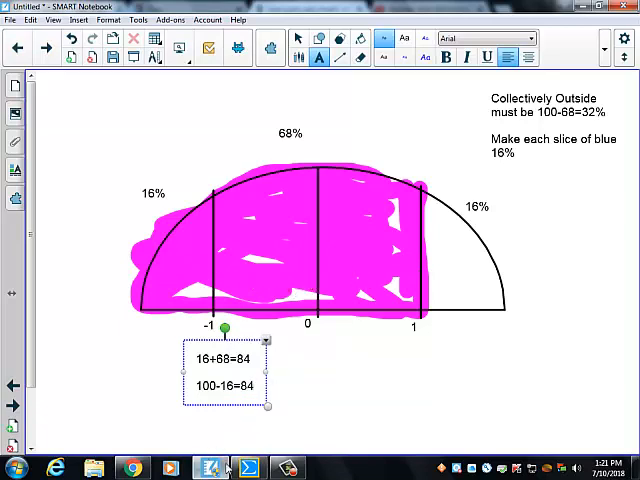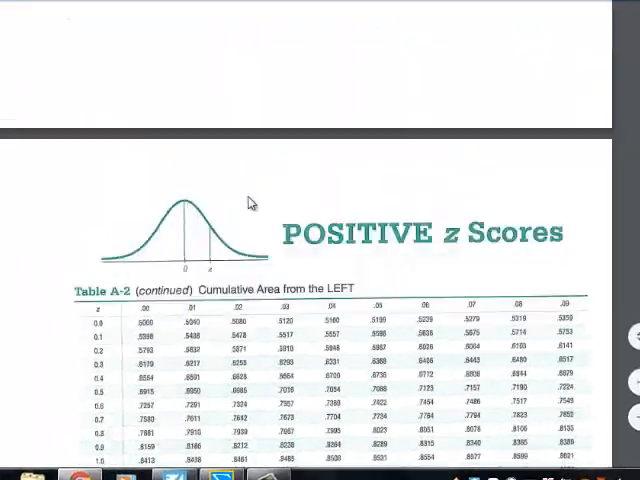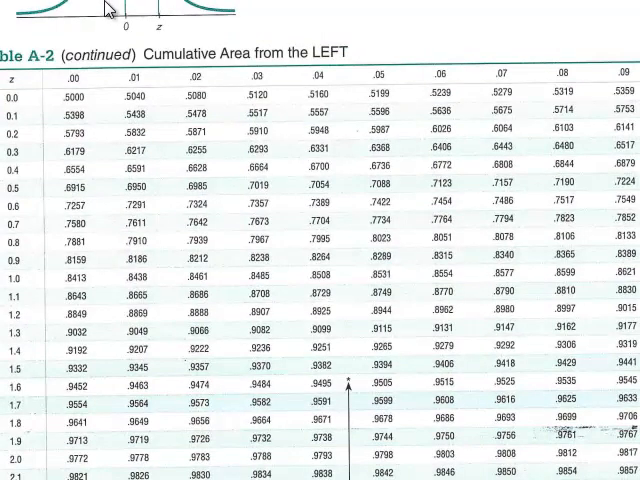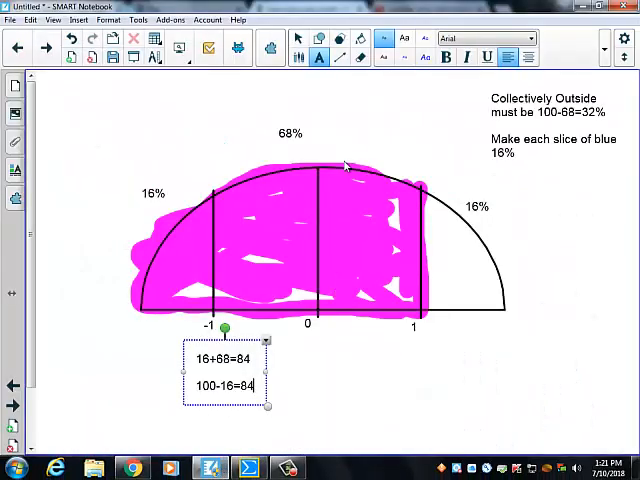Okay? Now, how does this work on a z-score chart? So if I go to the positive z-score chart, it's the area to the left of this z-value here. If I go to 1.00, which is one standard deviation, that is 0.8413, that would tell me that this area here is in actuality 84%.